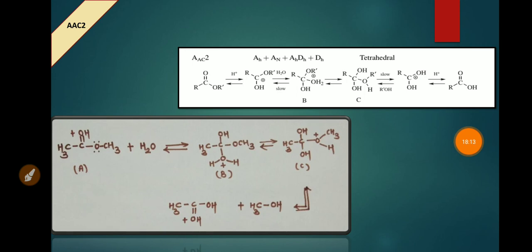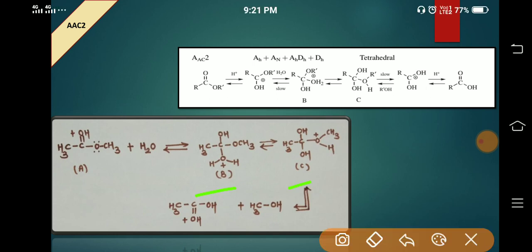As water and methanol have nearly the same basicity, it will be equally easy for the tetrahedral intermediates B and C to collapse and reform in the backward reaction, that is, B collapses to generate the ester molecule again, and C collapses to convert into the acid molecule and alcohol as products.